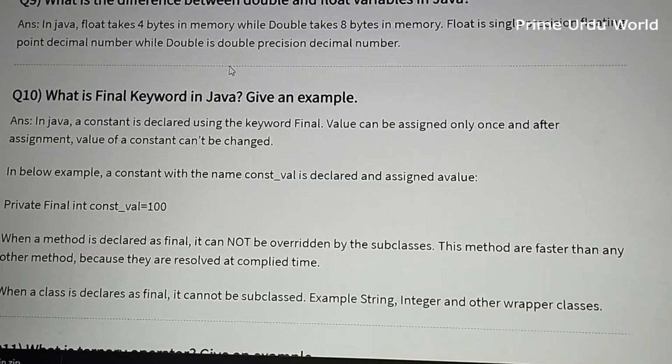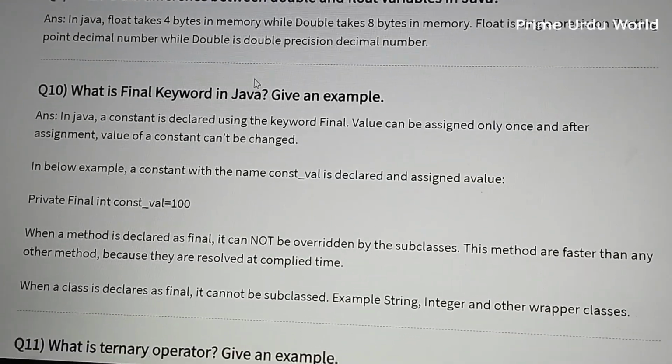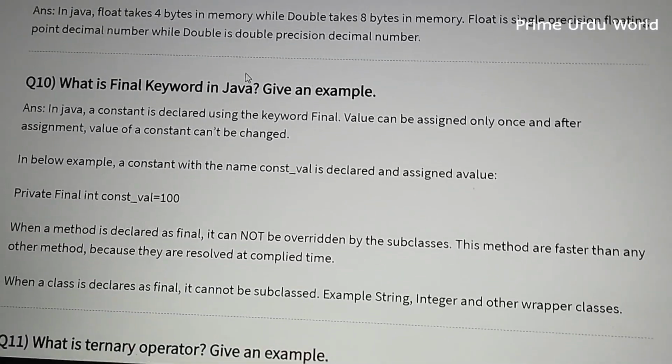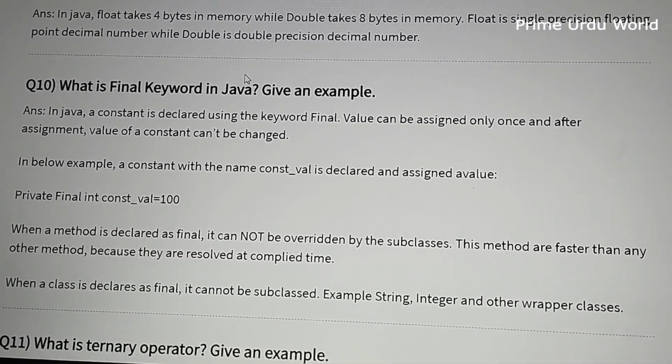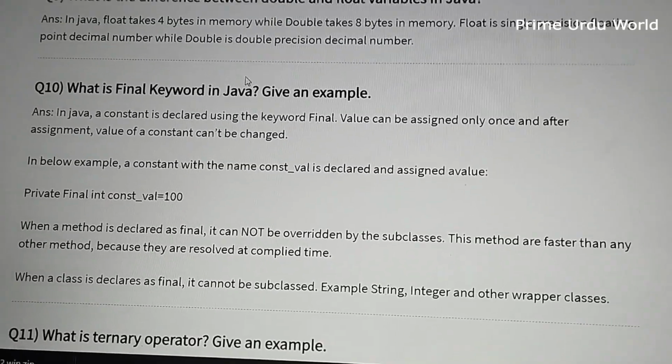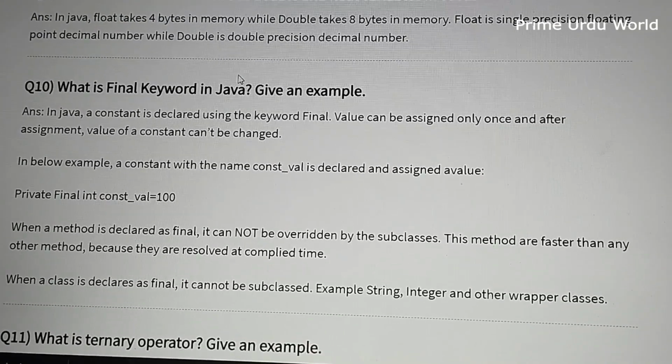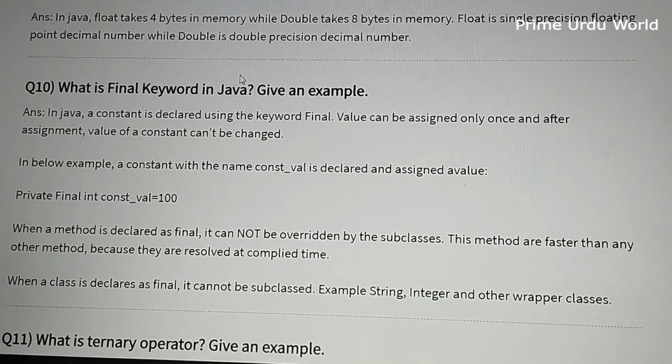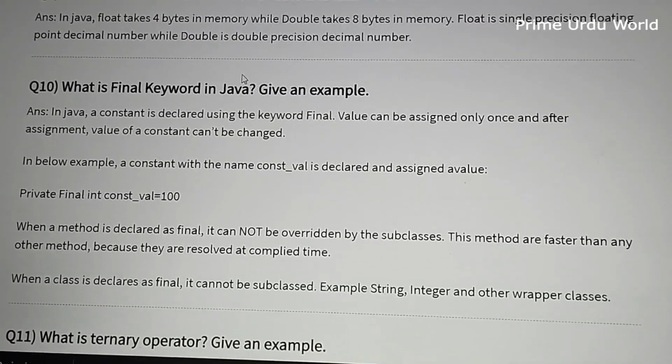What is the final keyword in Java? The final keyword can be used in different ways. If you use it with a variable, it means that variable is constant. When we use final with a class, it means you cannot inherit that class.